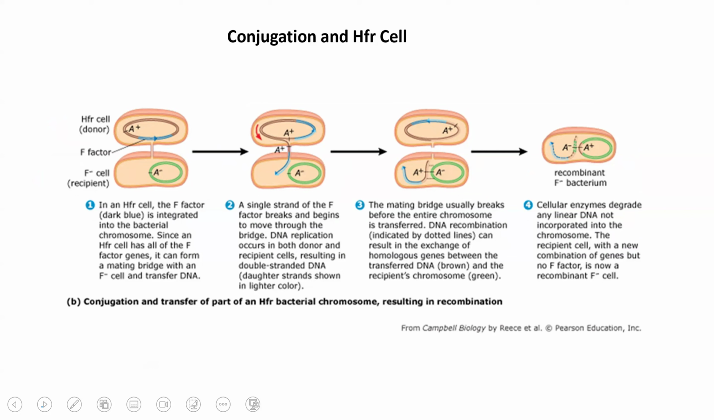Here we have an HFR conjugation. So again, we have the F factor, we've got an F negative, but here the difference is that part of this genetic material ends up inside of the circular chromosome of the recipient bacterium. And so it's that incorporation, DNA recombination. If it's not incorporated, it gets broken down, and the rest that is incorporated gets saved.